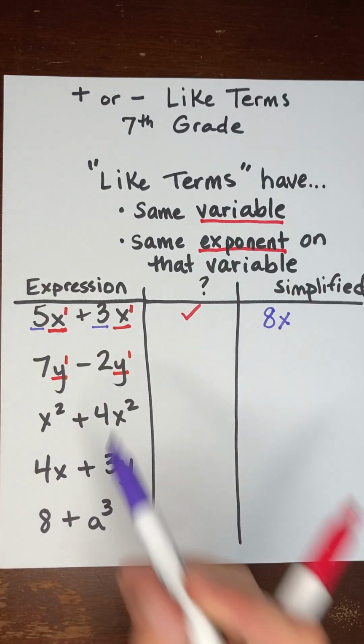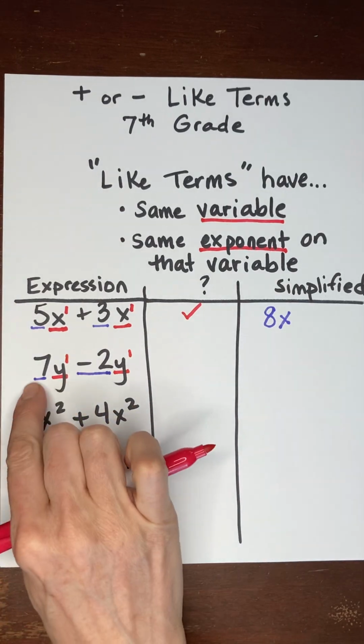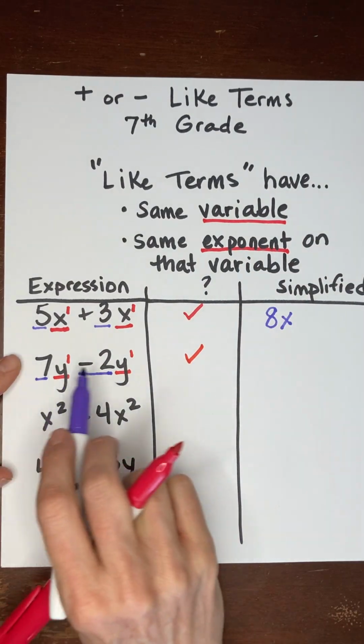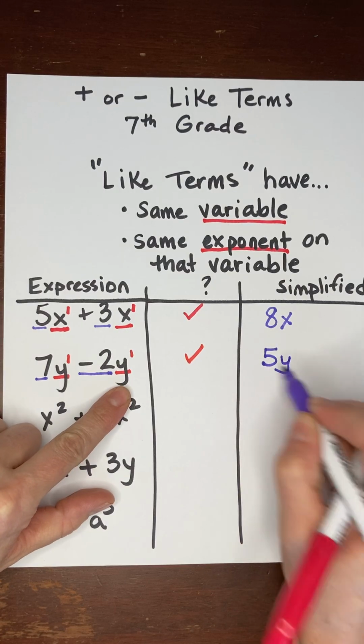So now what we're going to do is look at the coefficients, and that tells us what to do with those terms. So this says 7 minus 2. Okay, so let's take off like terms. 7 minus 2 is 5, and my variable is y.